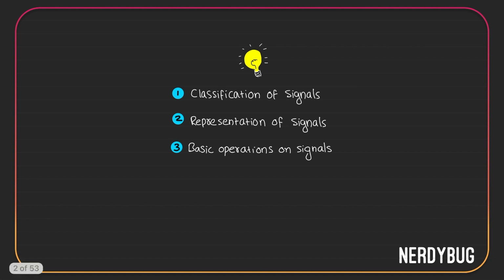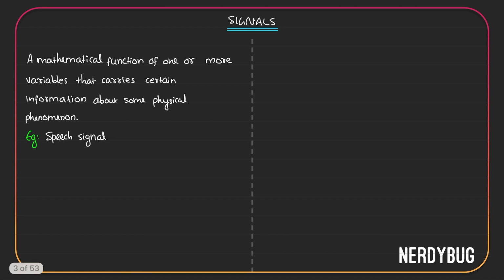But first of all, we have to understand what are signals. As it is written over here, it is a mathematical function of one or more variables that carries certain information about some physical phenomenon. For example, when I'm talking to you, you're listening to my voice. My voice is changing with respect to time. So we could say that it is a function of time. The variable is time. And it is certainly containing some information because I'm telling you stuff. So speech signal is an example of a signal.